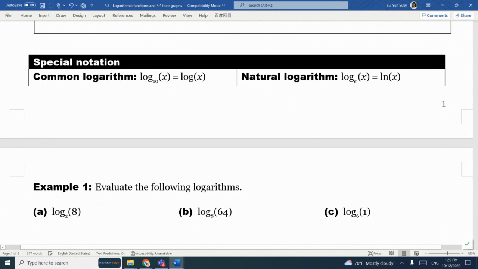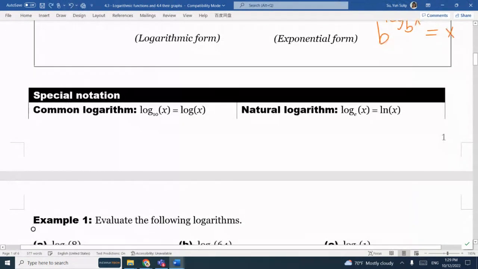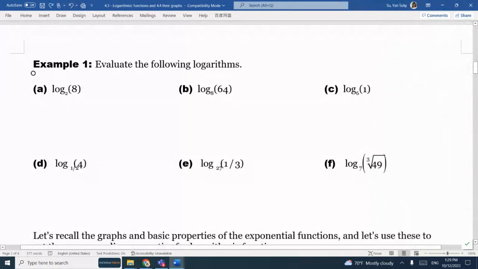Okay, let's do some problems. Example 1. Evaluate the following log functions. We know the property that log base b of b to the x is x, and we know b to the log base b of x is also equal to x. So we want to transform this so that they express the arguments in a way that they have the same base.